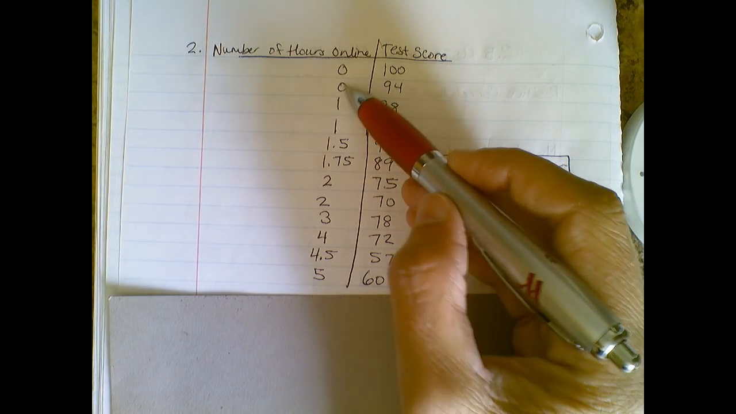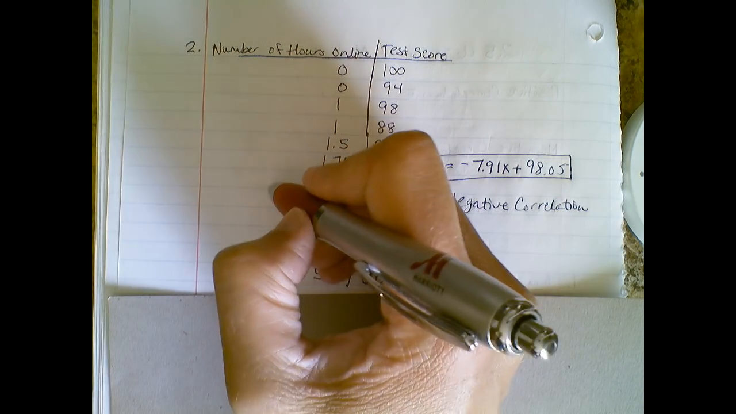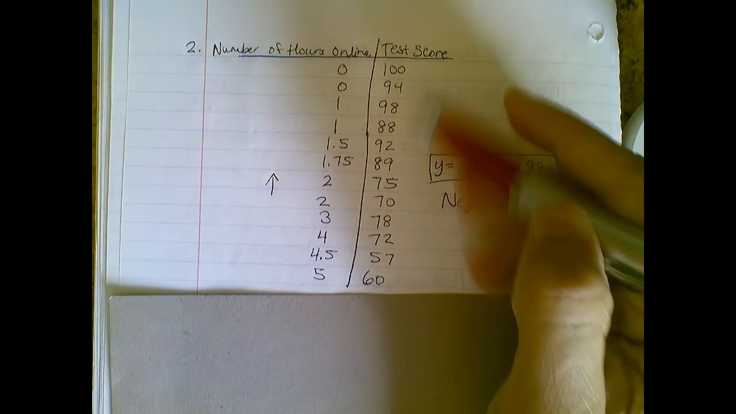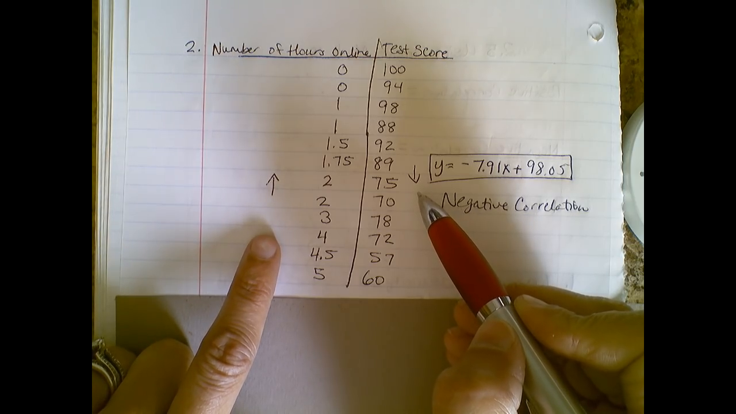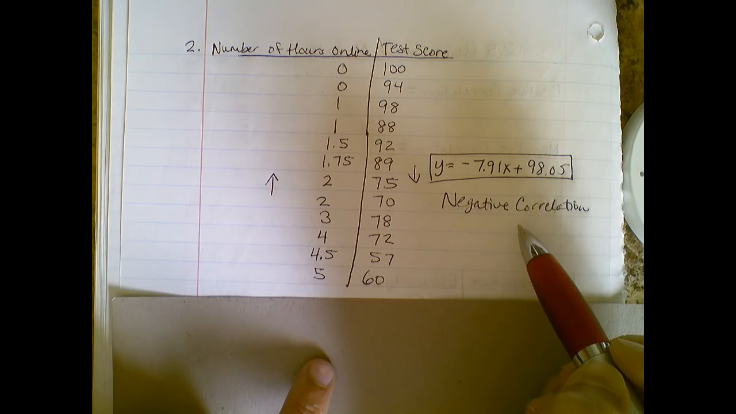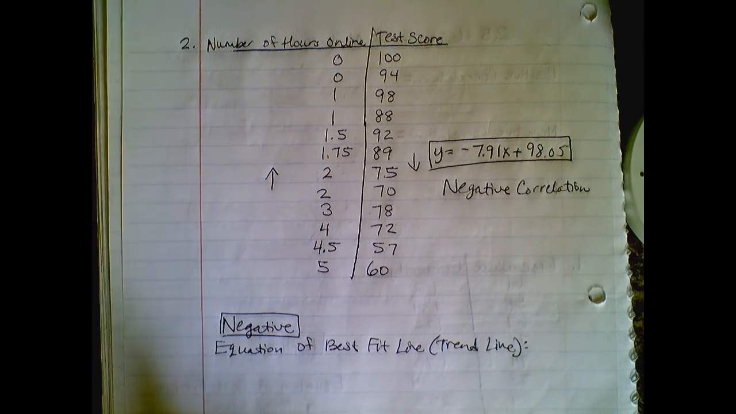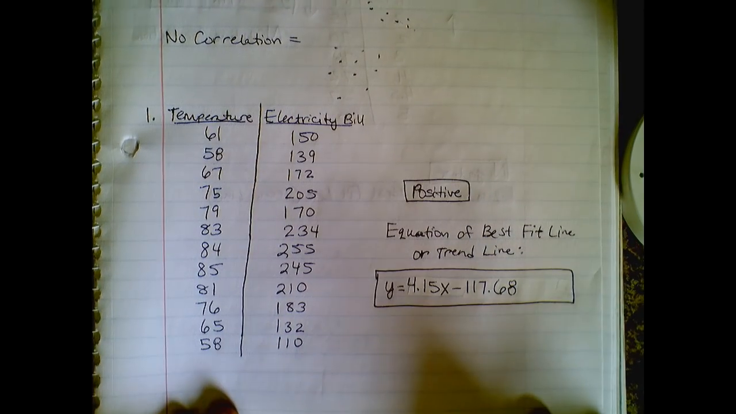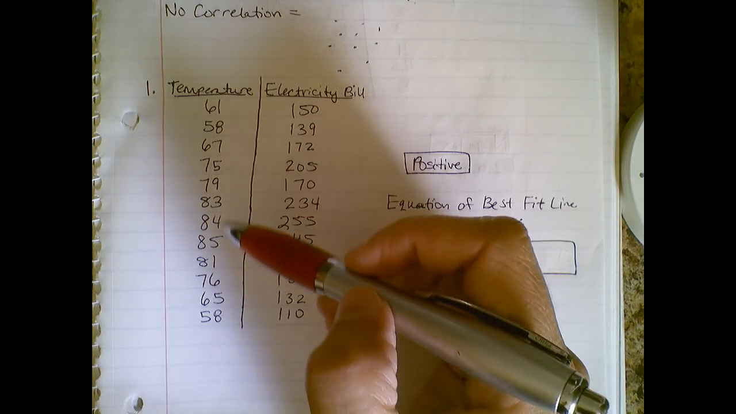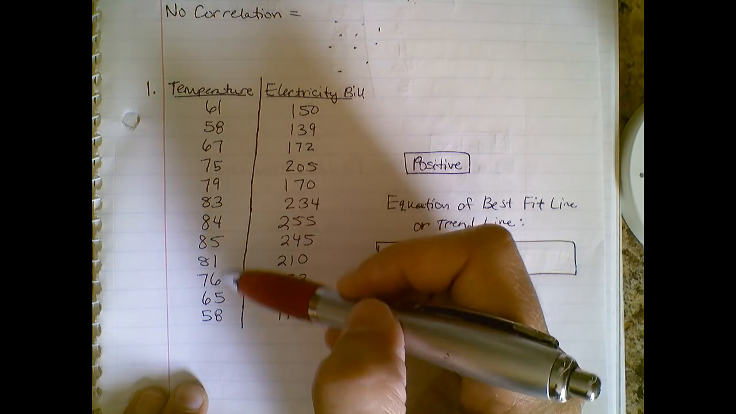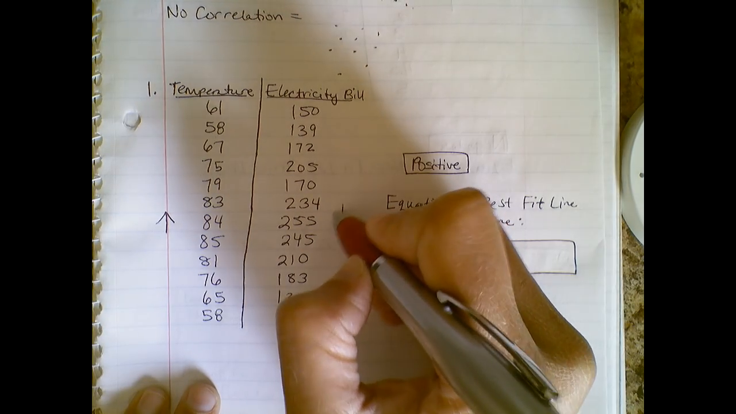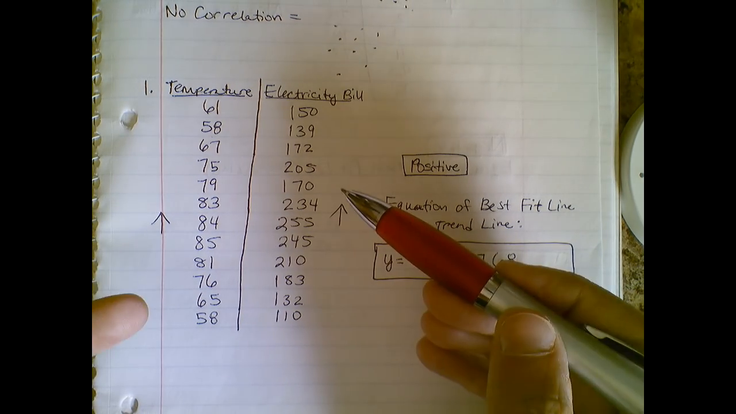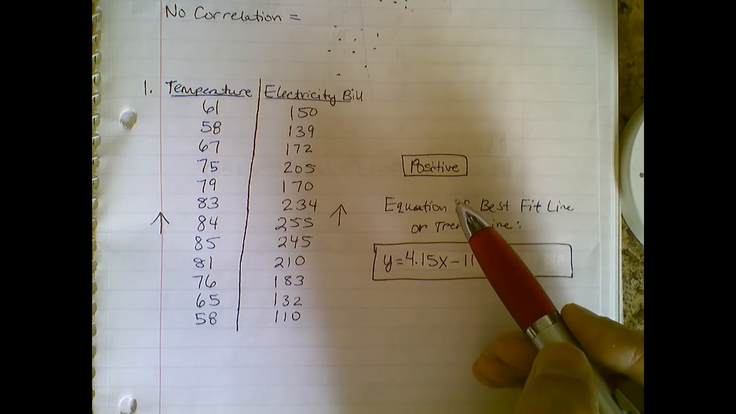Okay, notice that hours online overall is increasing and the test scores overall are decreasing. If your two variables are going opposite directions, one is increasing and one is decreasing, it's always going to be negative correlation. If we go back to the first example though, what a positive correlation is going to be is notice overall that our temperatures are increasing, and then our electricity bill overall is increasing. They're going the same direction. So if both are increasing or both are decreasing, then it's going to have a positive correlation.